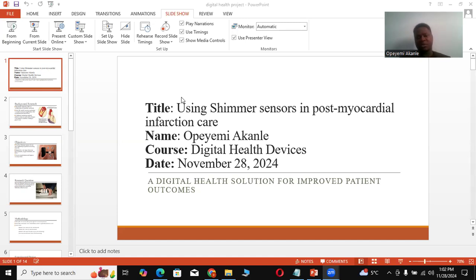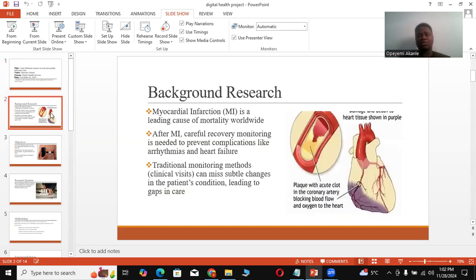So my topic for today is using Shimmer Sensors in post-myocardial infarction care. So this is a digital health solution for improved patient outcome. So let's do some background research.